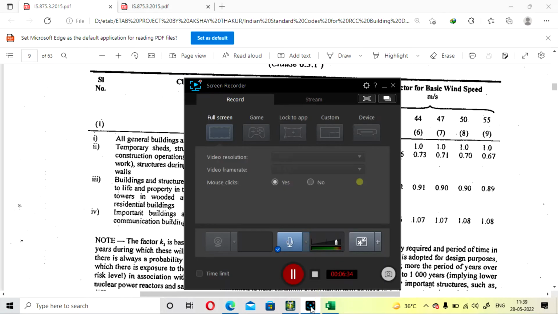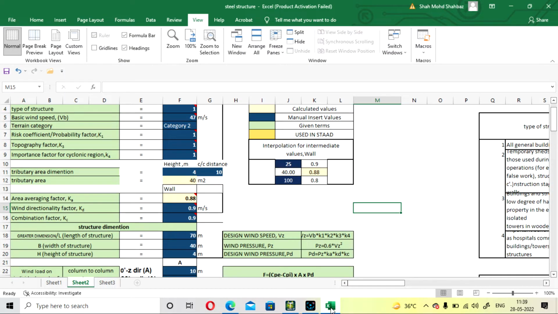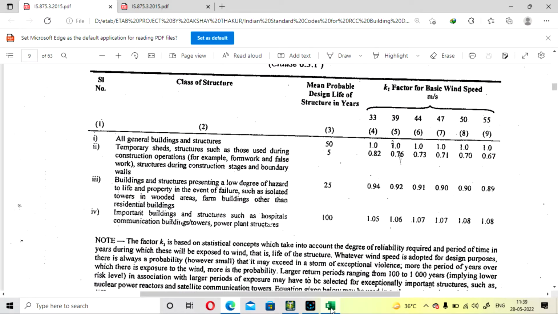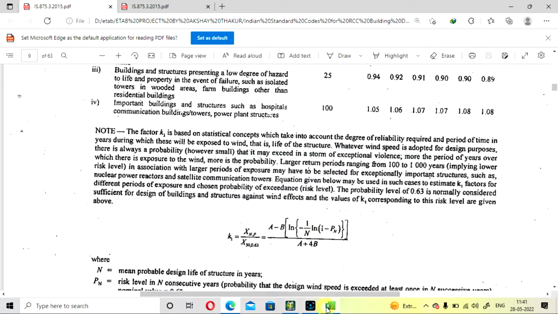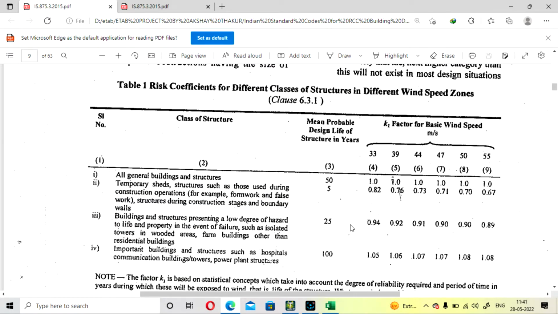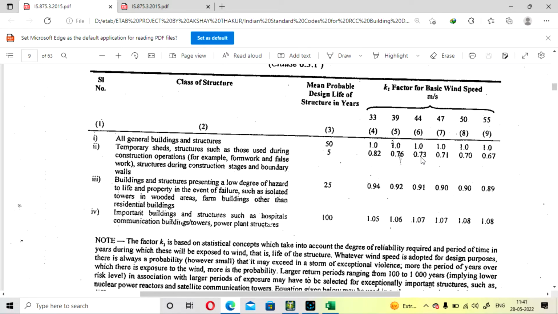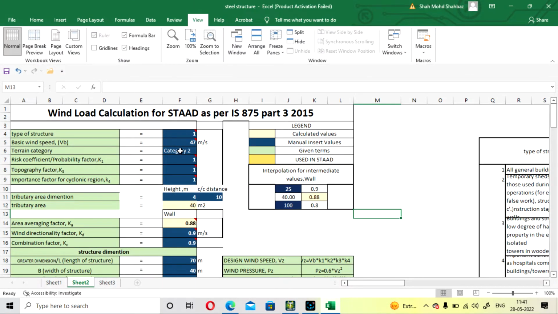okay, it is K2. So it is our basic wind speed 47. So our K2 value is 1. Okay. So K1 is here. Okay, it is K1. Okay, so it is 1. So here we have taken 1.